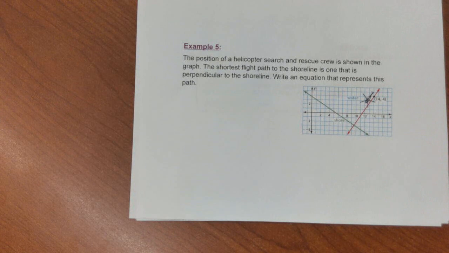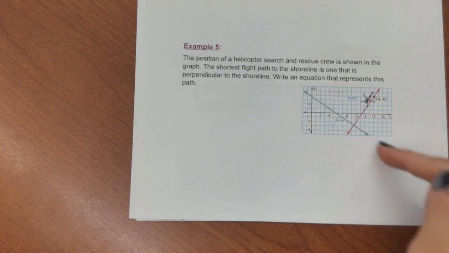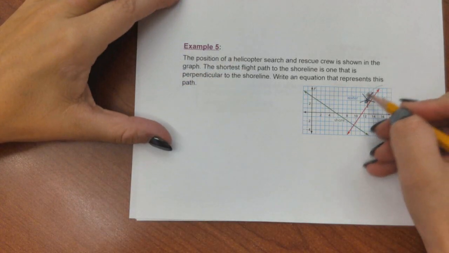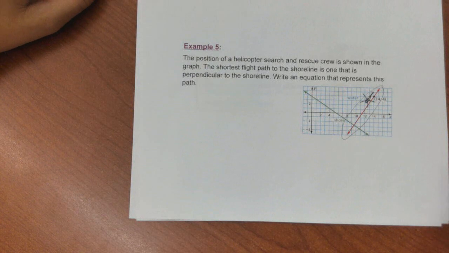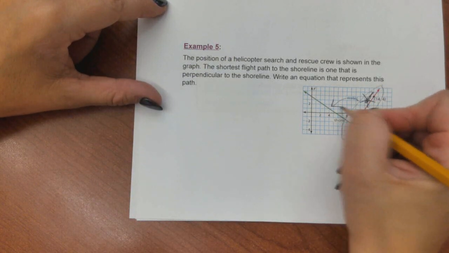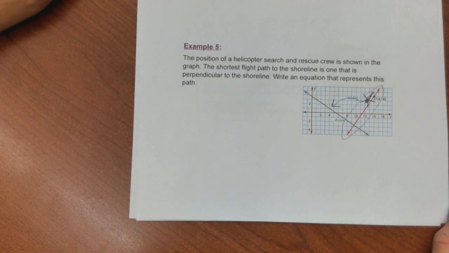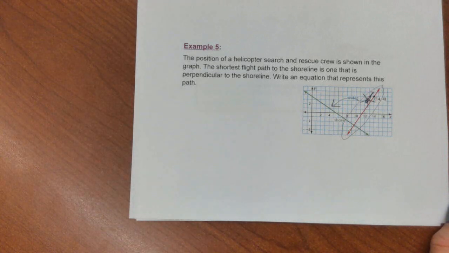All right, for our last example, we have a picture of a helicopter search and rescue. The green line here is the shore. The shortest flight is perpendicular to the shore. We want to write an equation for that. So we want to write an equation for this line that is perpendicular to this line. The good news is this is a graph, so you can count for the slope.